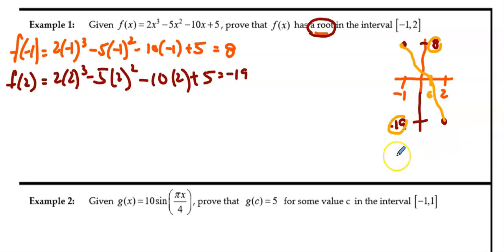You can also think about it like this. If I ask you guys to stand on the number line at -19 and I want you to walk to 8, you have to cross 0. As a matter of fact, you have to cross every y value between -19 and 8. So this didn't even have to say root. It could say f of c is equal to 5.